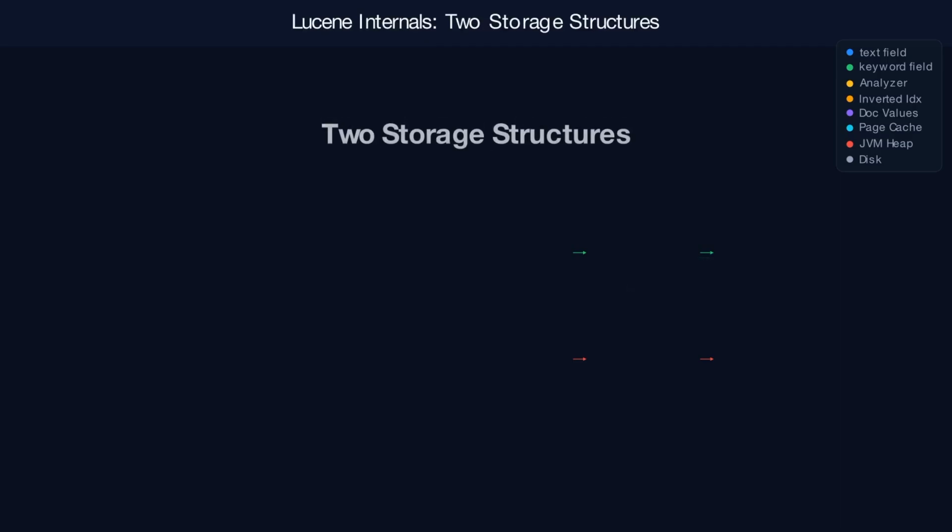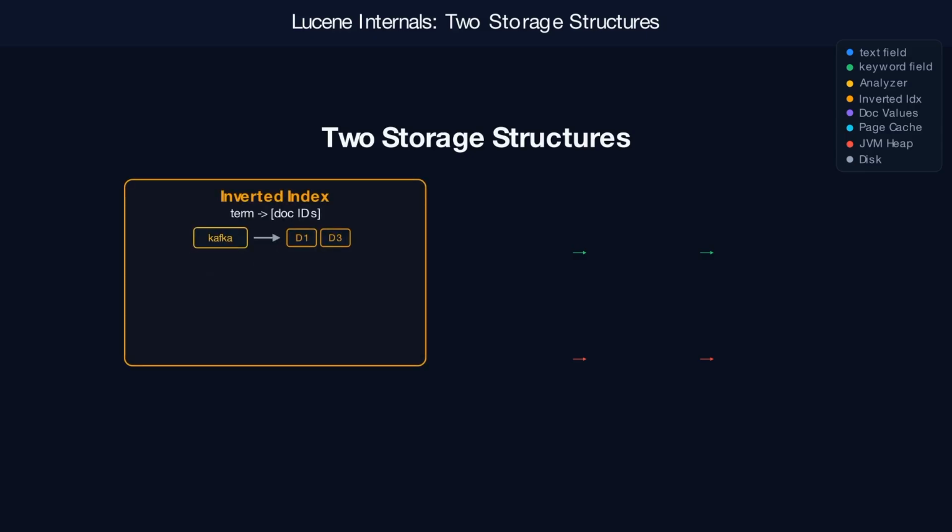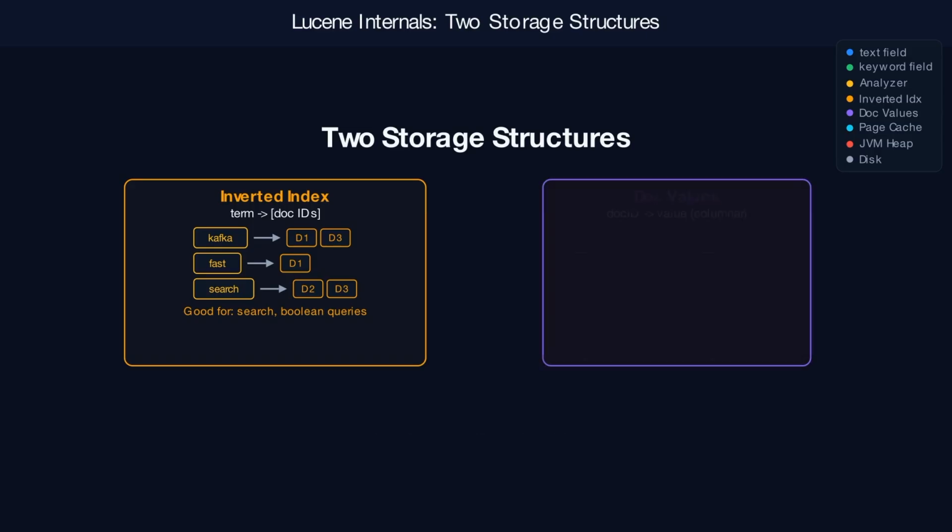To truly understand text versus keyword, you need to grasp two fundamental Lucene storage structures. The first is the inverted index, optimized for term-to-document lookup. Think of it as a dictionary at the back of a textbook. You look up a word, and it tells you which pages mention it. The inverted index stores a terms dictionary with pointers to postings lists. Each postings list contains document IDs and optionally term frequencies and positions. This makes it fast for searching: which documents contain this term?